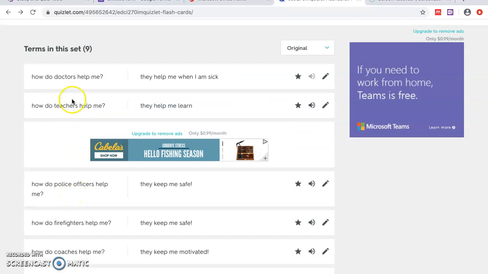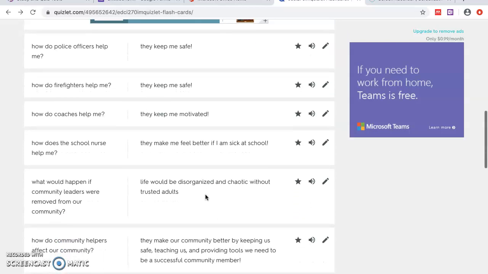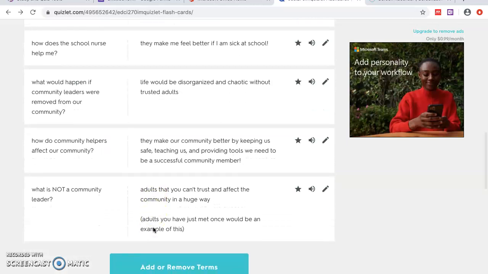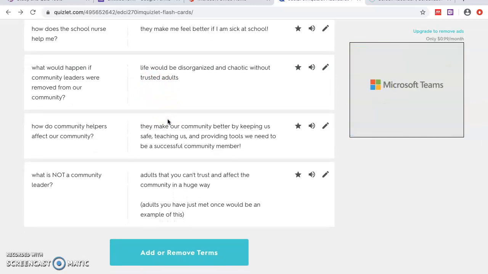So in my Quizlet, I have "how do blank help me," and then a super simple sentence that they can easily understand and memorize to answer, and stuff like that. I also have open-ended questions that they can try to just listen to and remember. And for assessments, they can, of course, make those questions easier to understand.